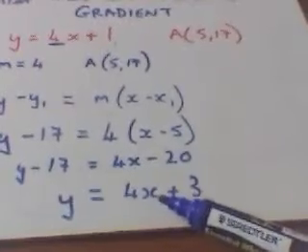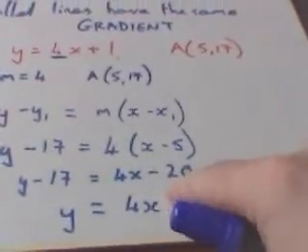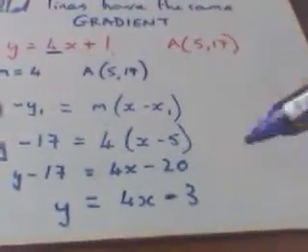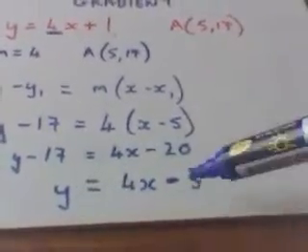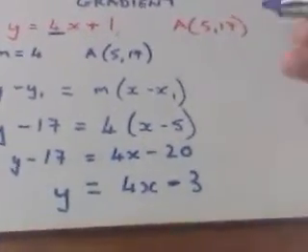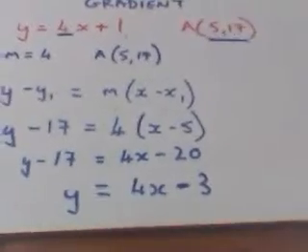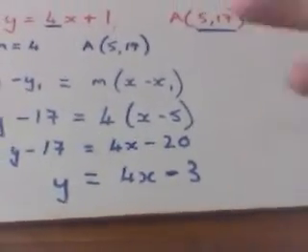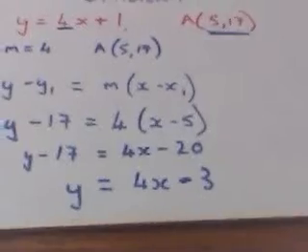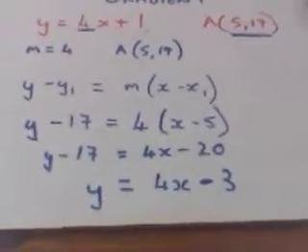take 3. My mistake there was adding 17 onto minus 20 should give you minus 3. So I was using these values as a check, and by doing my check I spotted that I'd been very careless with my addition and subtraction. So the answer is y equals 4x take 3.